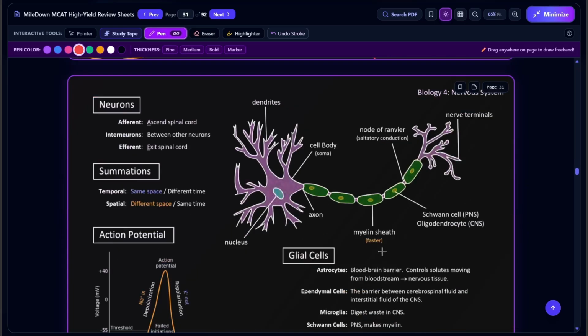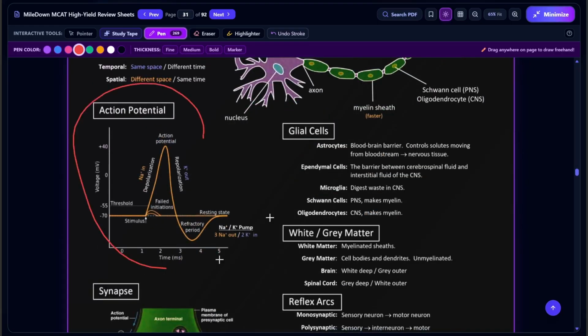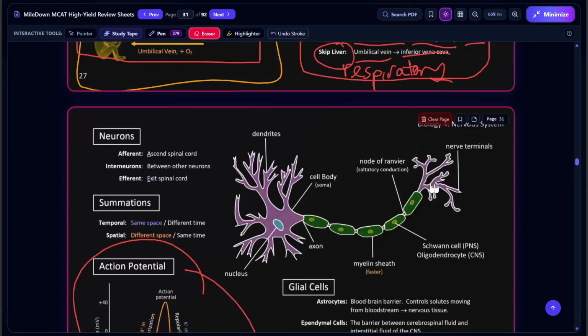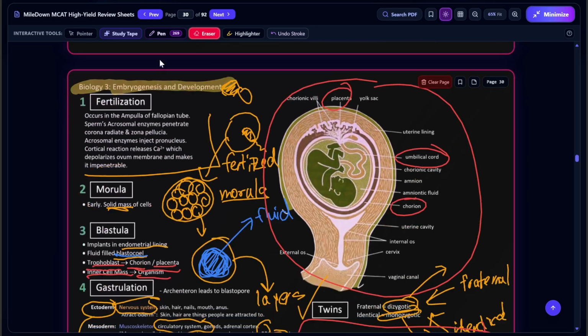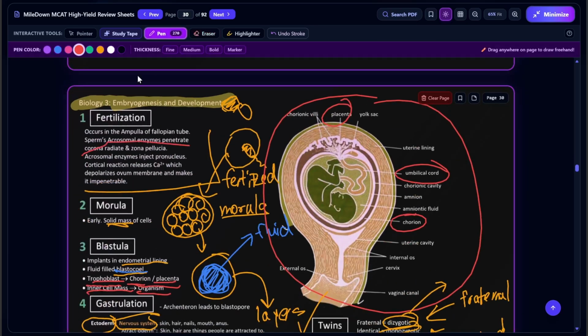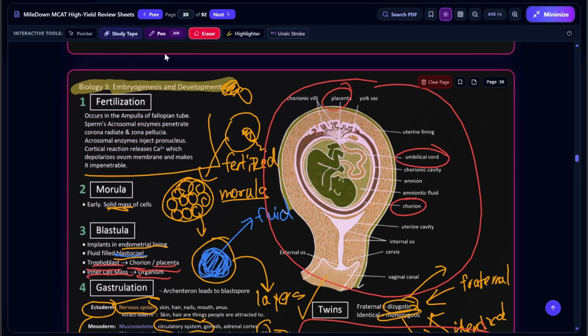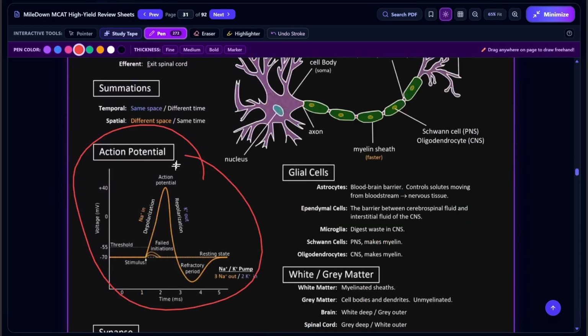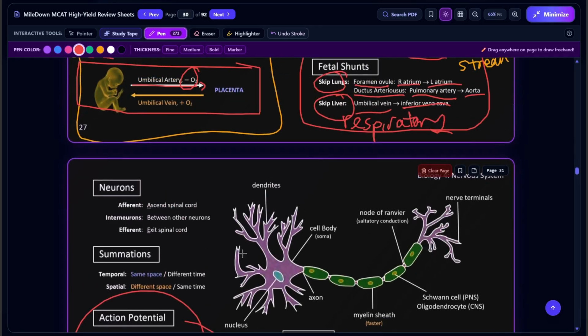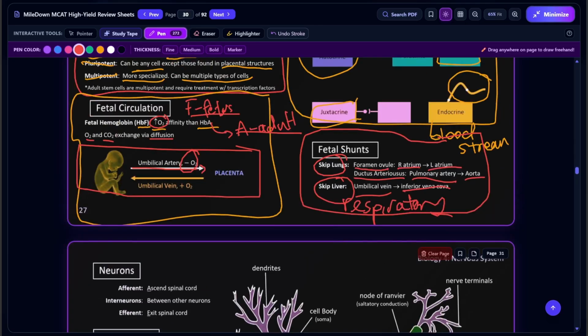And then move on to the nervous system, which is awesome because we could finally talk about action potentials, which was related to what we were talking about. Where was action potentials? About here, the cortical reaction releasing calcium, depolarizing an oval membrane and makes it impenetrable. So depolarization and the cellular membrane has to do with action potentials, which I'll explain later after I show you a picture of fetal shunts.